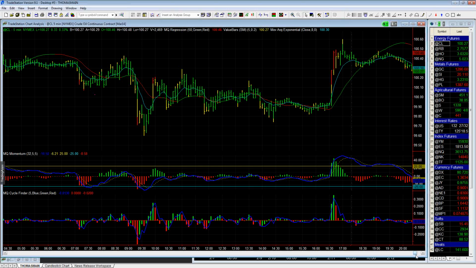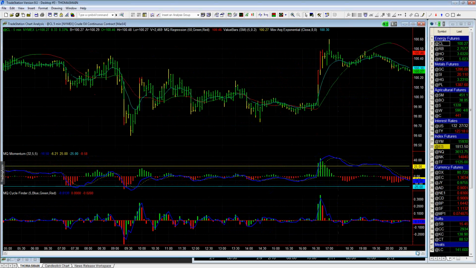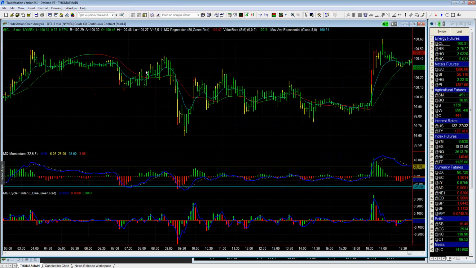You go back and you look during the night session, really choppy markets during the night session. You see right in the middle of the day when the pit hours are open, that's when your best setups are going to happen. Now, if you're trading off a 5-minute chart, you'll be lucky if you get 1 or 2 really good setups a day.